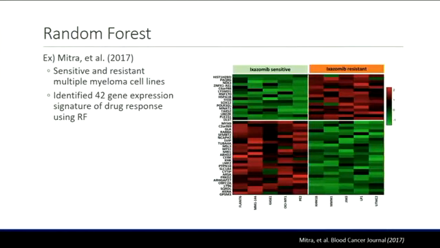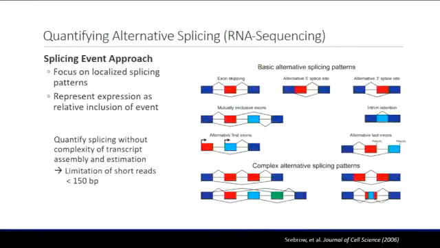So just a use case example, this is a paper where they're looking at resistance and sensitivity in multiple myeloma, where they used a random forest approach to identify a 42 gene expression signature of drug response. This is a heat map showing the signature that they produced from the random forest procedure. It shows the genes that represent that gene expression signature, and how the genes are upregulated and downregulated in either sensitive or resistant. This is for a proteasome inhibitor.